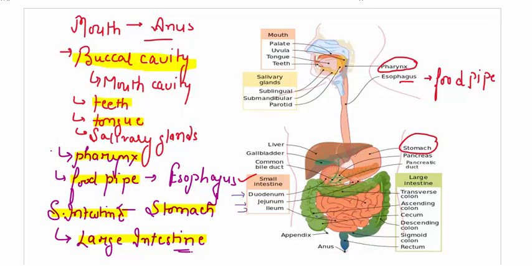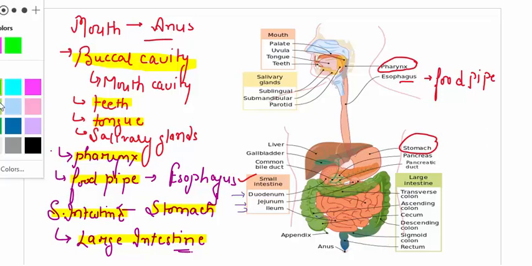Let me show you the digestive glands as well. I will show the digestive glands in a different color. Just see here. Let us take a different color.